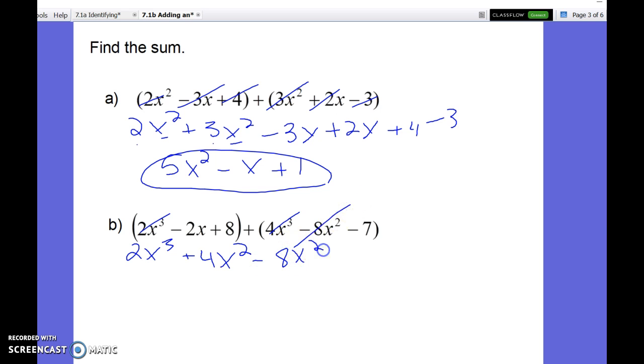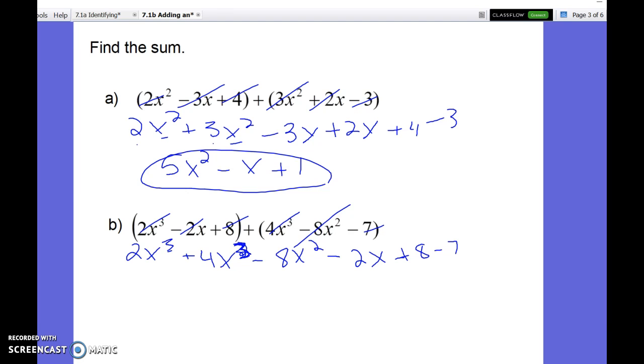Notice how I'm keeping it in standard form, right? I started with my x to the third. Now I'm working my way all the way down to my constants. That's my only other x squared, but I've got an x to the first power. And last but not least, I've got my constants I can put right at the end there. Now that I've organized it, I'm ready to add.